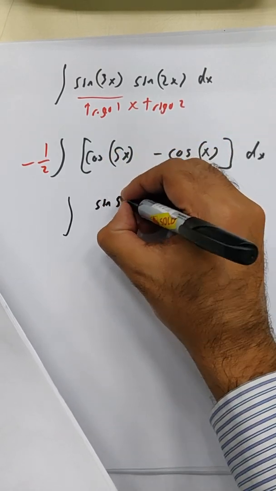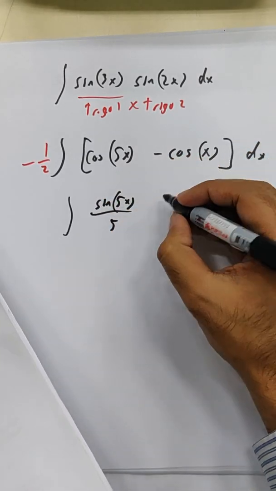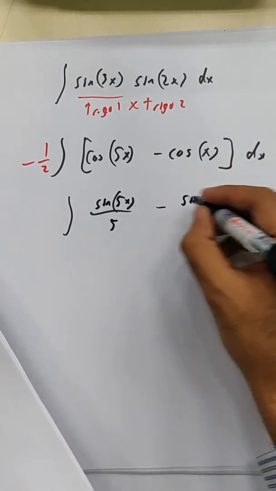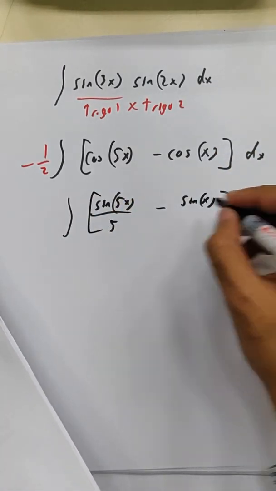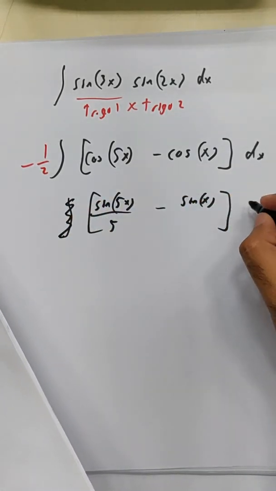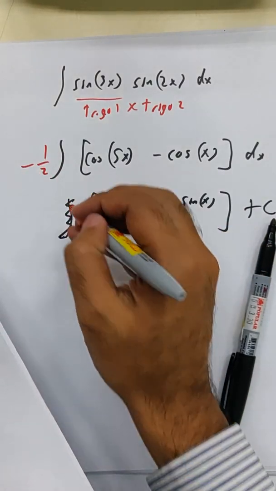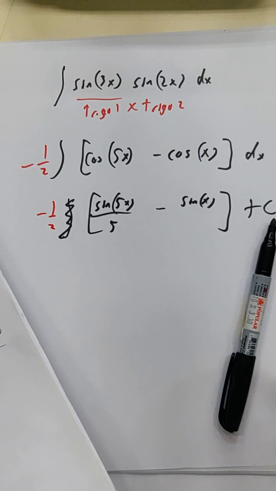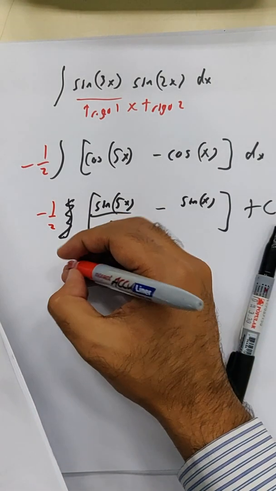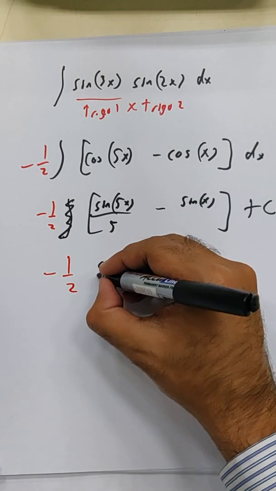So sine 5x over 5, I got confused a bit, minus sine x. Oopsie, we have integrated, so there's no more integration sign. And don't forget to put the plus c. And then there's of course this negative 1 over 2. And yeah, I think you can end it this way, just rewriting.